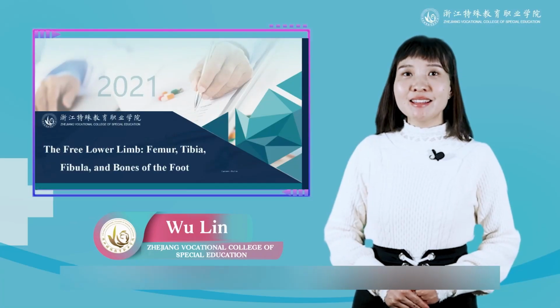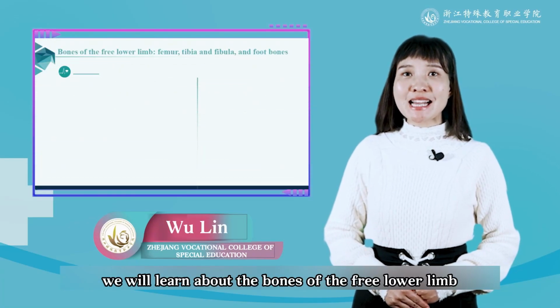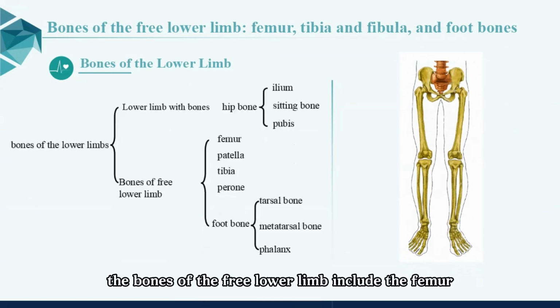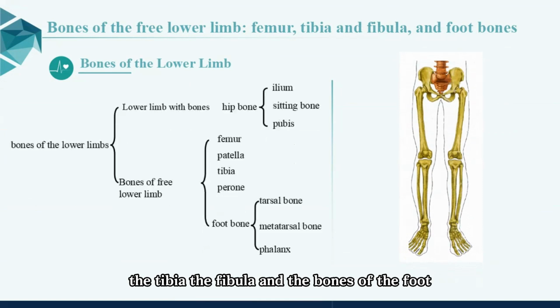Hello, everyone. Today, we will learn about the bones of the free lower limb. The bones of the free lower limb include the femur, the tibia, the fibula, and the bones of the foot. The bones of the foot consist of the tarsal bones, the metatarsal bones, and the phalanges.